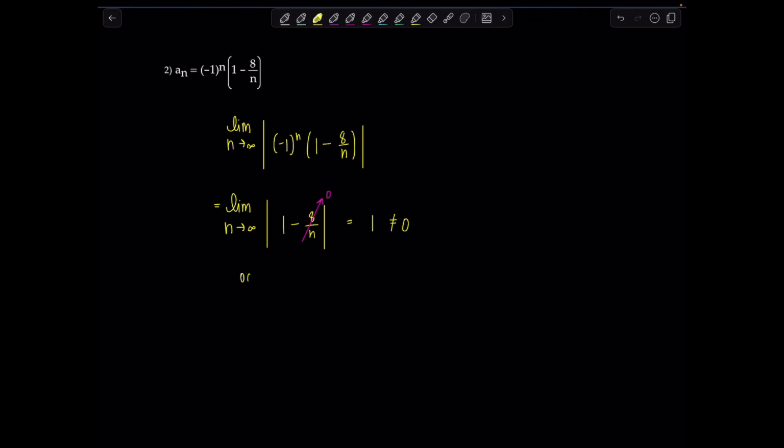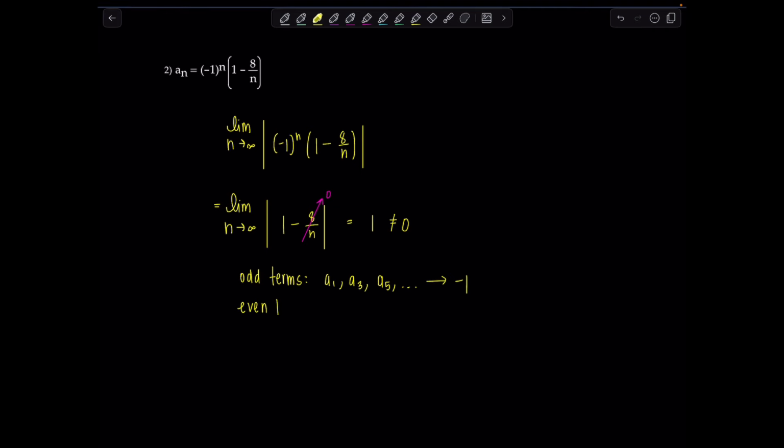So all of the odd terms, what do I mean by odd terms? Like a sub 1, a sub 3, a sub 5, etc. Because they all will have odd values of n, they're going to be negative. So negative 1 to some odd number is going to be negative. And then as n gets larger, this quantity will approach 1, but all of these terms will actually be approaching negative 1.